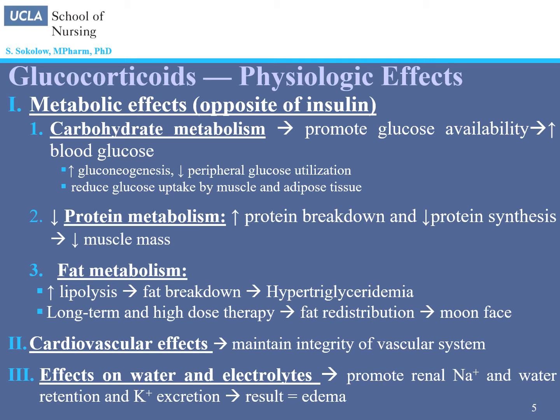In terms of fat metabolism, they increase lipolysis, so that means they break down the fat, and that can lead to hypertriglyceridemia. Long-term and high-dose therapy causes a fat redistribution that is characterized by the moon face. If you see patients on long-term and high-dose corticosteroids, this is one of the characteristics. This is the moon face. Glucocorticosteroids also have an effect on the cardiovascular system, and they maintain its integrity. They have an effect on water and electrolytes, and they promote renal sodium and water retention and promote potassium excretion, and so that leads to edema. Same thing, patients who are on chronic and high doses of corticosteroids develop edema over time.